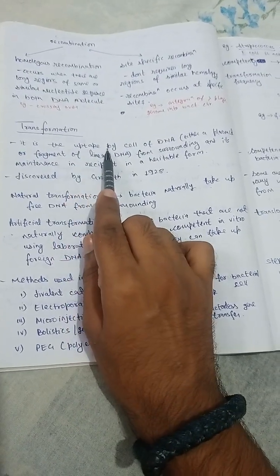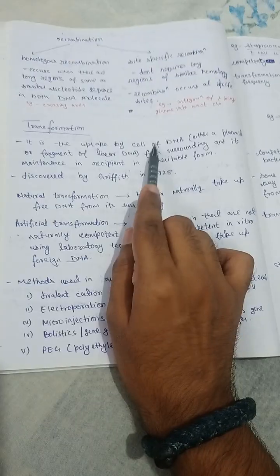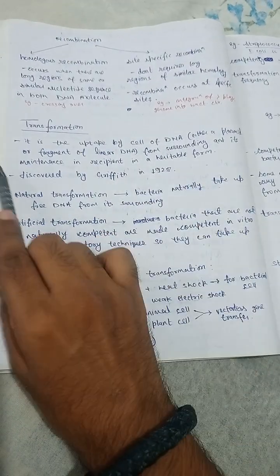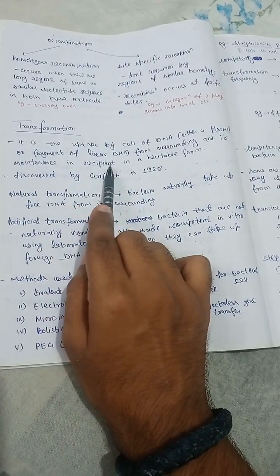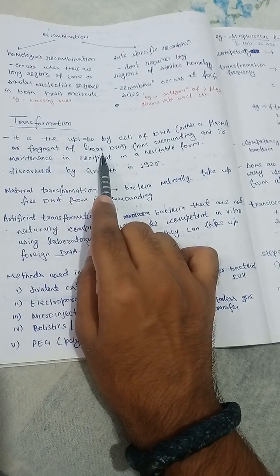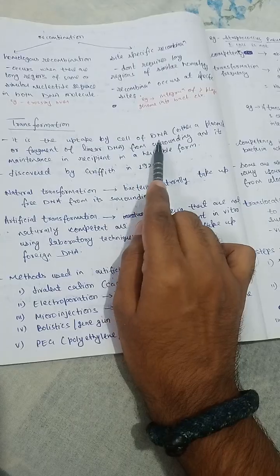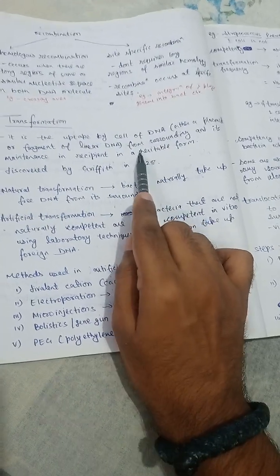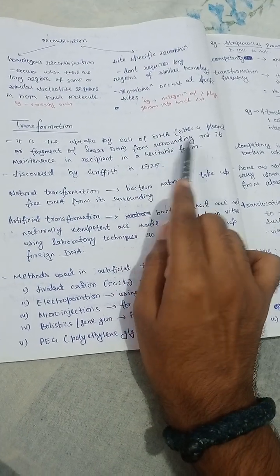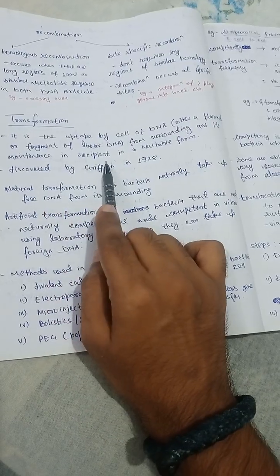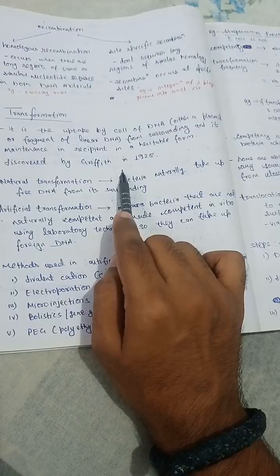Transformation is the uptake by the cell of DNA. That DNA can be either a plasmid DNA or a fragment of linear DNA. So it is basically the uptake by the cell of DNA from the surrounding, and its maintenance in the recipient in a heritable form. It was discovered by Griffith in 1928.